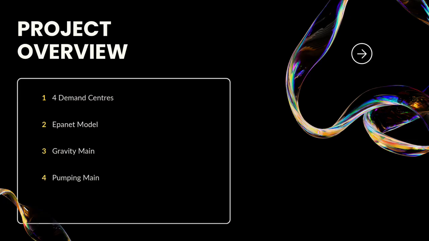Project overview. We had four demand centers whereby we had to build a model using EPANET, a free software, to build our own reticulation model, and with that a few parameters were given within the project brief, as I will explain later on in more detail. Thereafter we had to generate gravity mains graphs and pumping mains, as well as the components that had head loss.